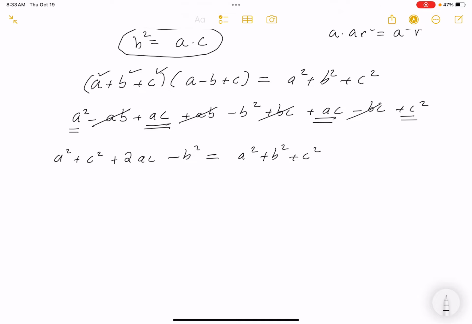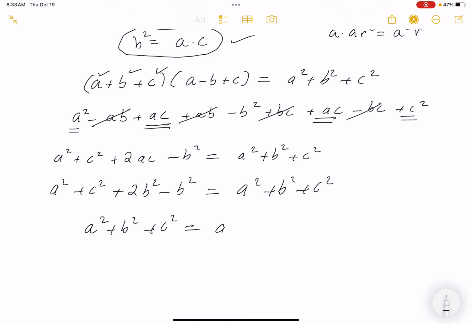Well, let's use some of the facts that I know. I know that AC is B squared. So let's write this down: A squared plus C squared, and then 2 times AC, which is B squared, minus B squared. And again, they claim it's A squared plus B squared plus C squared. Is that true? It is true. We get A squared, and 2B squared minus B squared is B squared, plus C squared. And that does equal A squared plus B squared plus C squared. And we're done. Thank you.